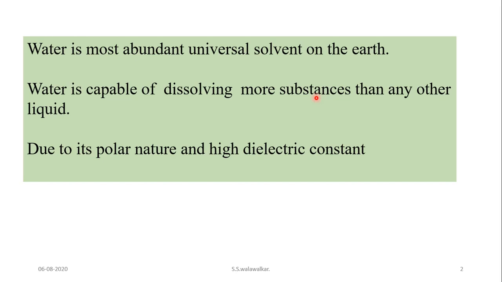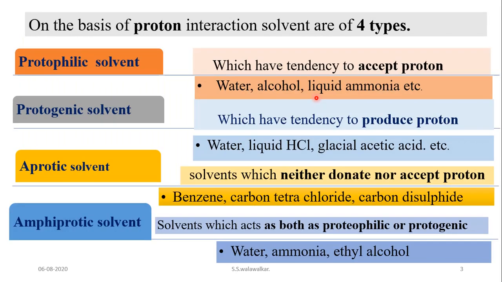universal solvent. On the basis of proton interaction, solvents are classified into four types. First, protophilic solvent. Philic means affinity, attraction. So those solvents which have an affinity for protons, that is, which have a tendency to accept protons, are called protophilic solvents. For example, water, alcohol, liquid ammonia. These are examples of protophilic solvents.